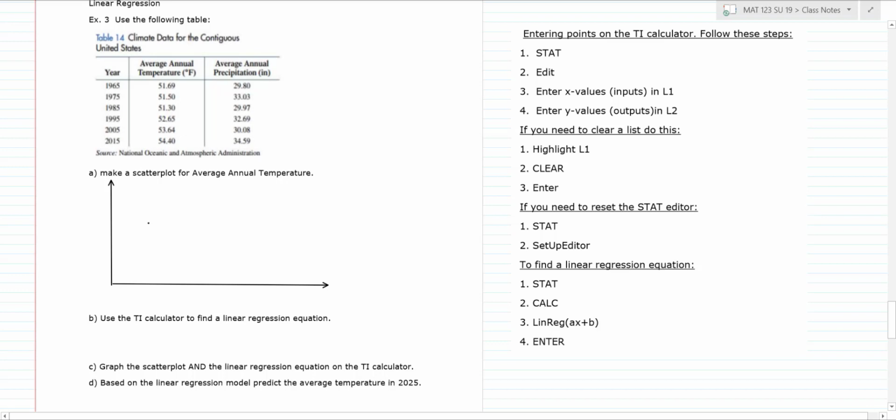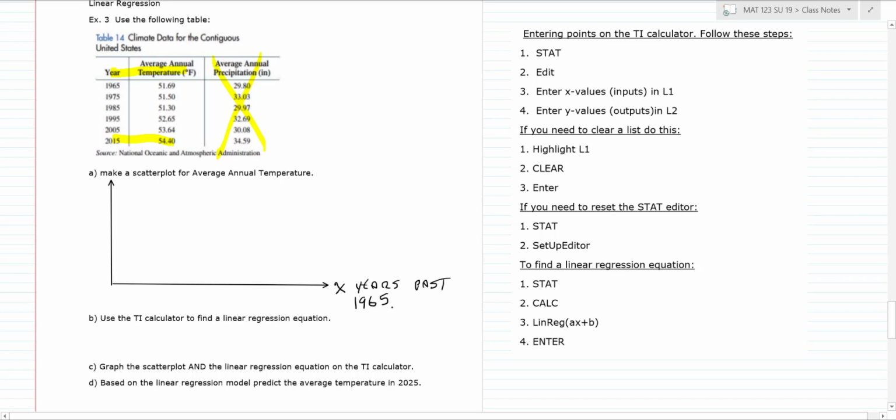All right, now we're looking at the average temperature. So we're not looking at this stuff, we're just looking at this data right here. We're not really paying any attention to that. So we need to figure out how to scale this. I'm going to call X years past 1965. It's a good idea to just say years past 1965.